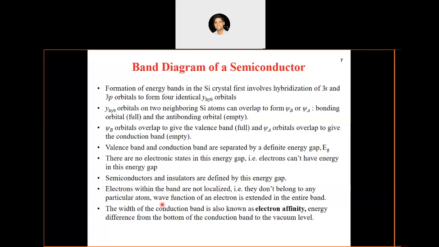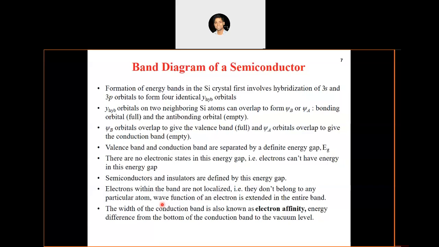Electrons within the band are not localized. That is, they don't belong to any particular atom. The wave function of an electron is extended in the entire band. This is something which we discussed in case of metals also. Once the band formation has happened, then electrons are not localized. What it means is that the electrons don't belong to a particular atom. It can move around freely in the material, remaining in that band only.